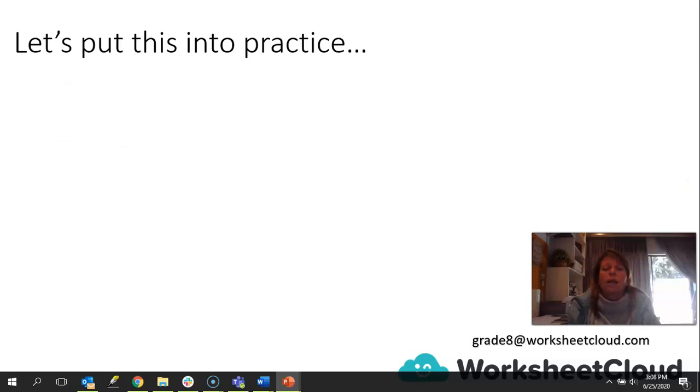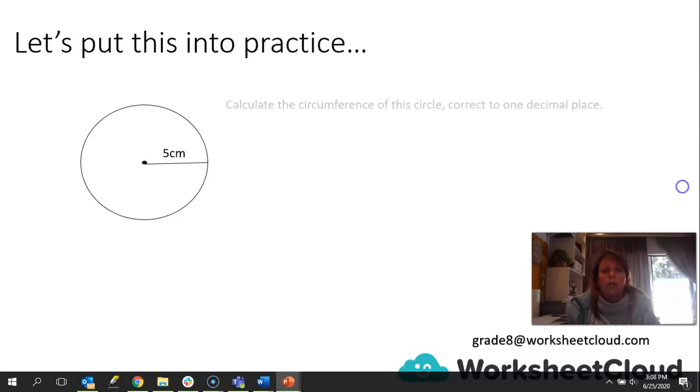Okay, so let's put that into practice. Here's a circle, there's the center point with a radius drawn in, and that radius is 5 centimeters. So if we wanted to work out the circumference, we now know what the formula is for circumference. It is 2 pi r. And it says here, calculate the circumference of this circle correct to 1 decimal place. Well, we know what pi is. It's 3,14. We've already established that by measuring our own tins.